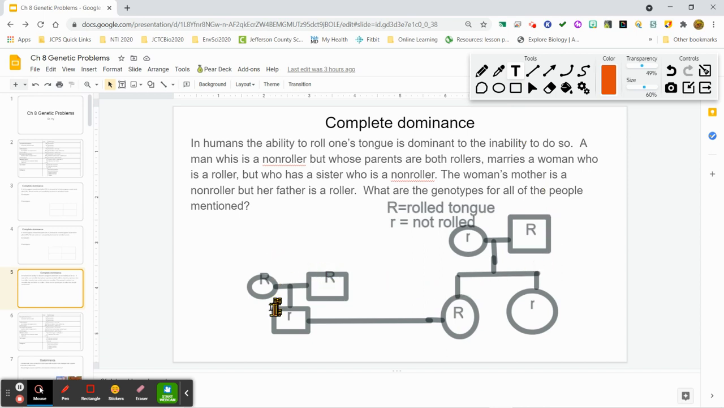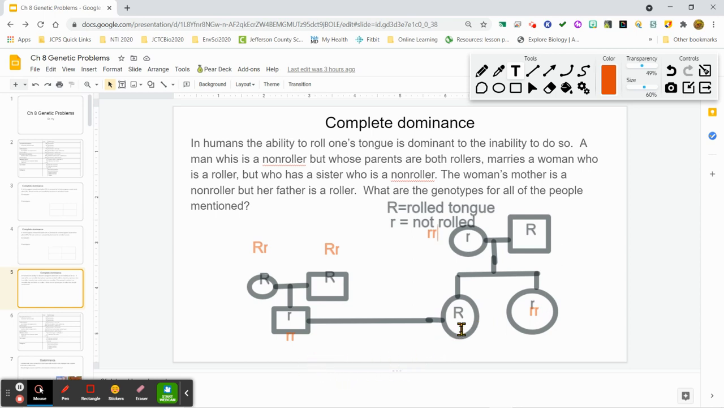Okay, so since these two are rollers, and you know this is complete dominance, but they have a non-roller son, you know that they have to be heterozygous. Because in this case, they both gave their son here this little r, and he has to have these two little r's. So you know this is recessive, so this one has to be little r and this one here has to be little r. So you know all of those are little r's.